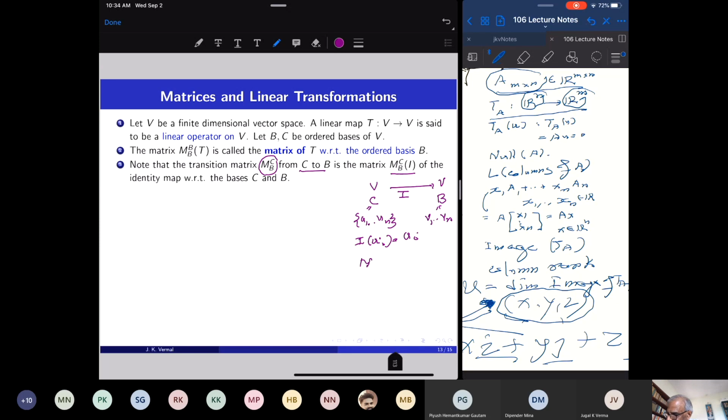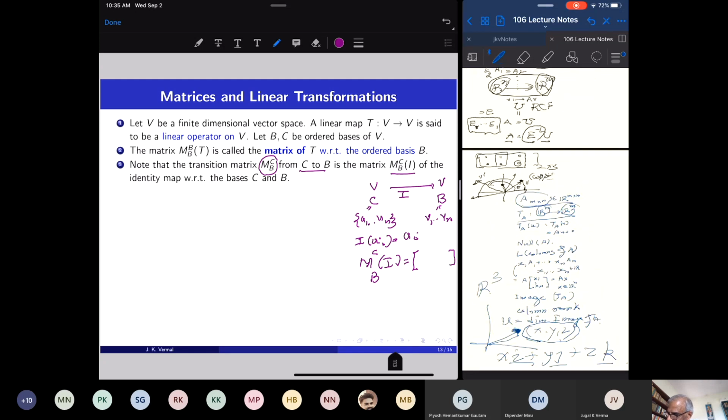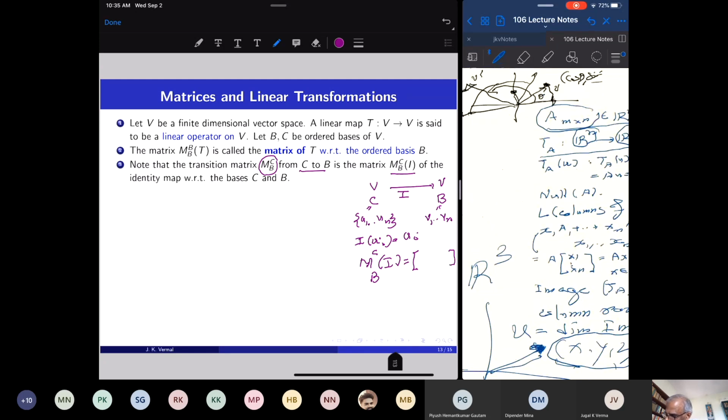If I want to write the matrix of the identity map when the domain space has basis C and the codomain space has basis B, it consists of column vectors. To determine the ith column vector, I have to apply the linear transformation on the ith basis vector. This is ui, and then write the coordinate vector of ui with respect to the new basis B. So for u1, write the coordinate vector with respect to B, and so on. But this is exactly MCB.